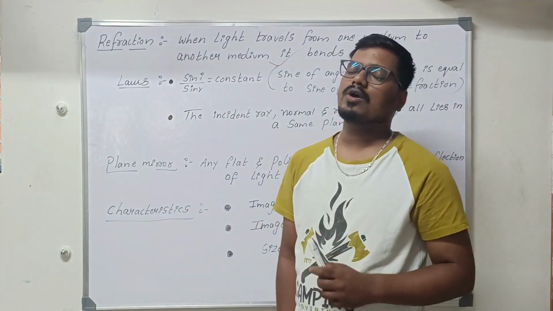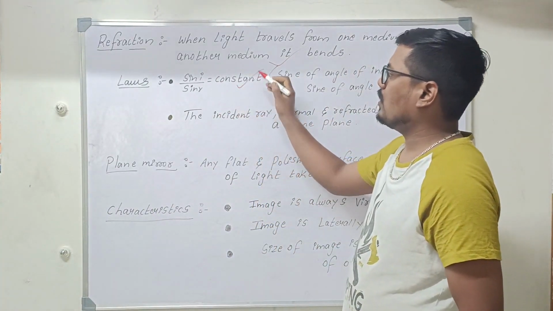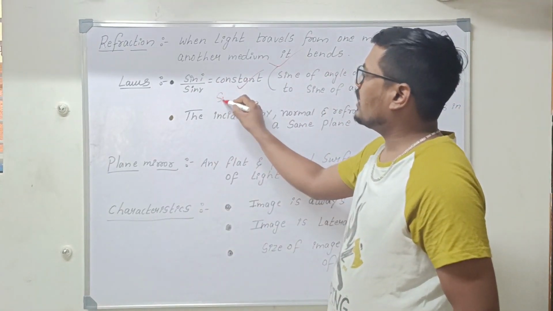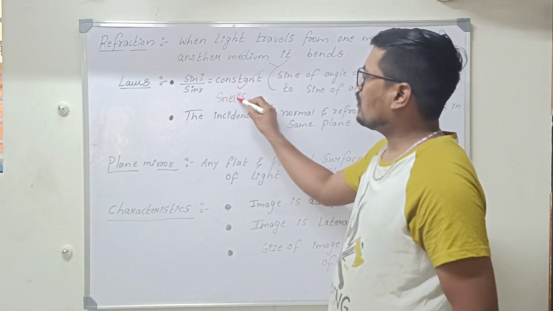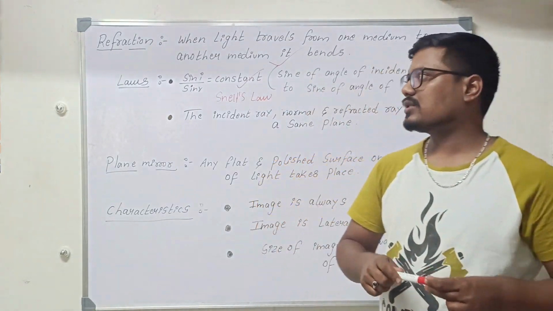Next, let us see the laws of refraction. The first law is sin i by sin r equals a constant. This is also called Snell's law. What law is this? Snell's law. What is sin i by sin r equals constant?